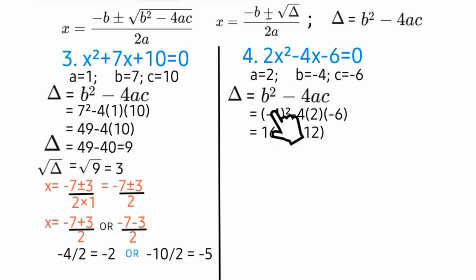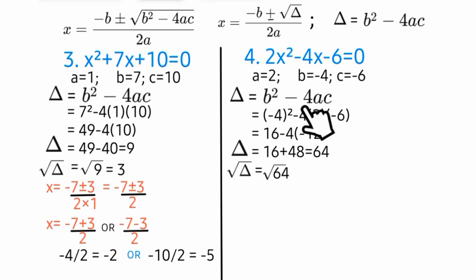Minus 4 squared gives 16, minus 4 times 2 times minus 6 gives minus 12. So we have 16 minus times minus gives plus, 4 times 12 gives 48. So therefore the discriminant value, 16 plus 48, is 64. Now let's get the square root of the discriminant. And our discriminant value is 64. So square root of 64 gives 8.